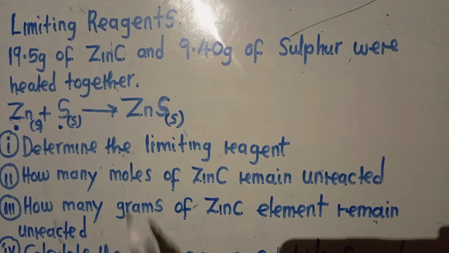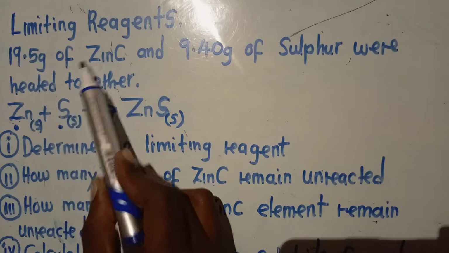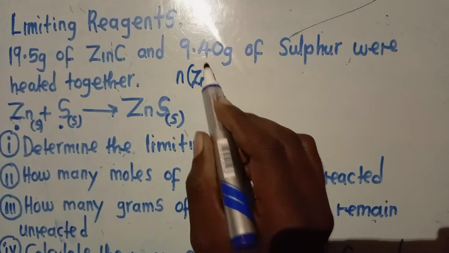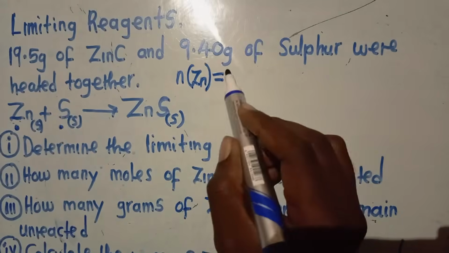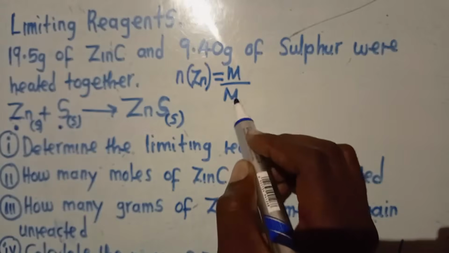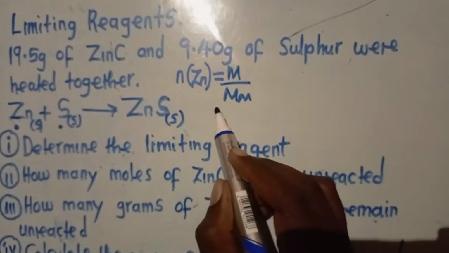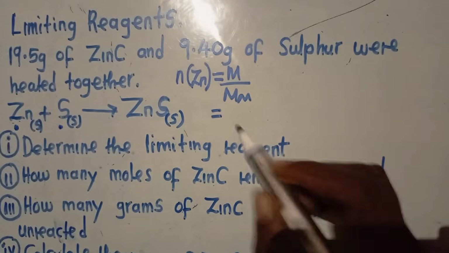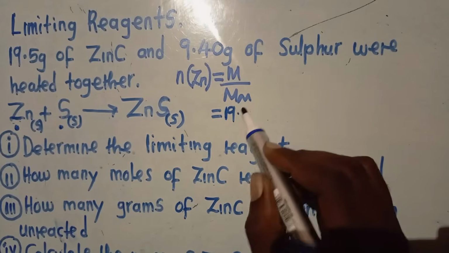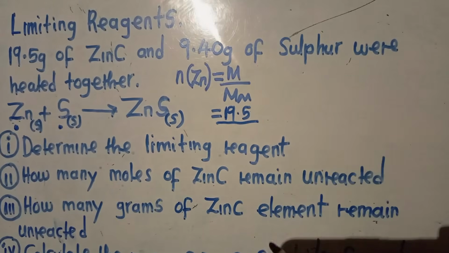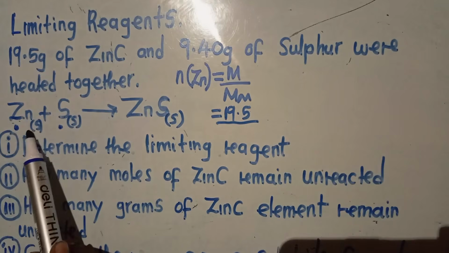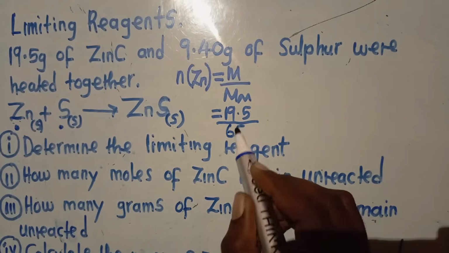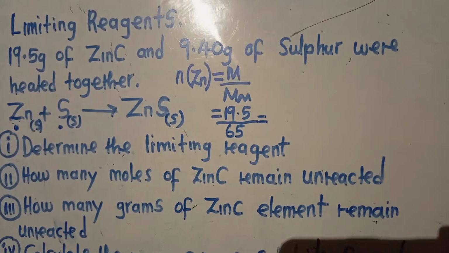So this is what I'm going to do. I'm told that we have 19.5 grams of zinc. How do we calculate the number of moles? Number of moles for zinc equals mass over molar mass. The mass of zinc is 19.5, over the molar mass. Since it is just zinc, we take the mass number. What is the mass number? It is 65.